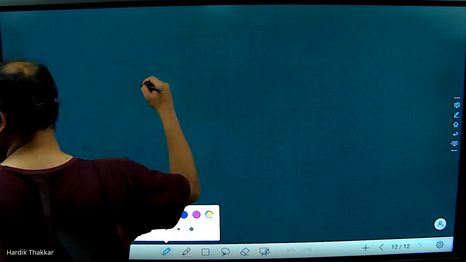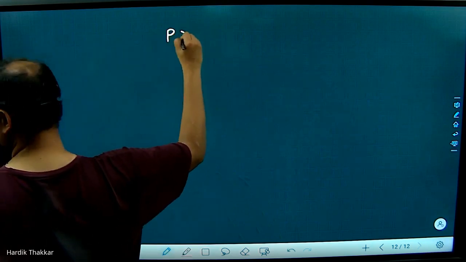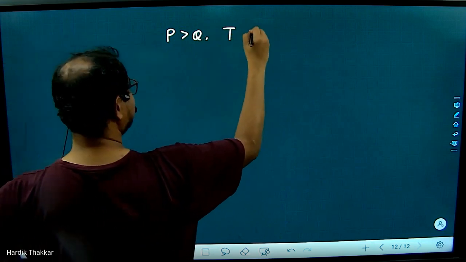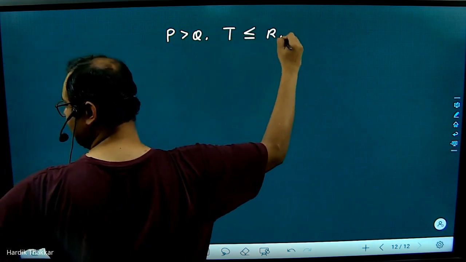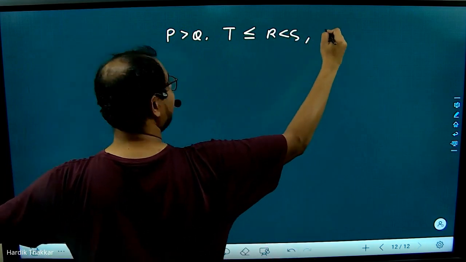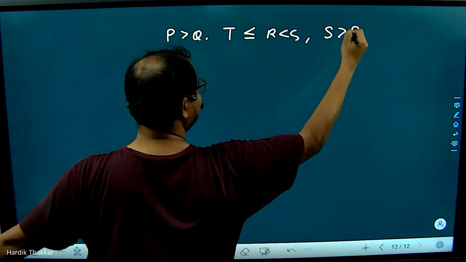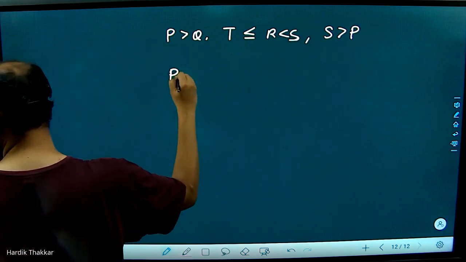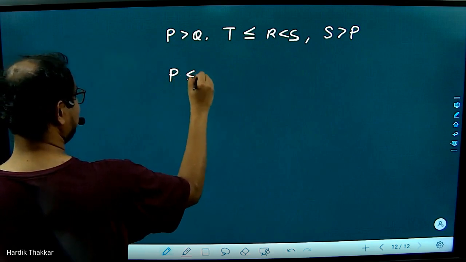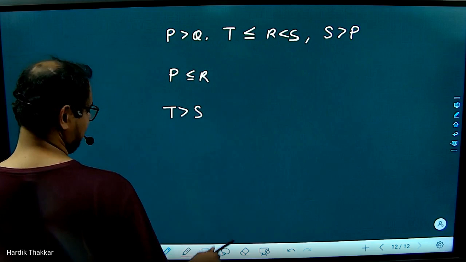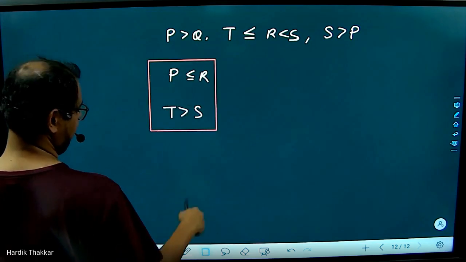Now let us check for the second statement. Second statement says that P is greater than Q, comma, T is less than or equals to R, and R is less than S, and S is greater than P. The statement is like this. Now, first conclusion says that P is less than or equals to R, and second says that T is greater than S. So we will check for the two conclusions.